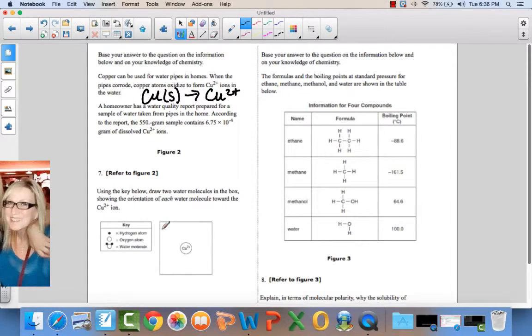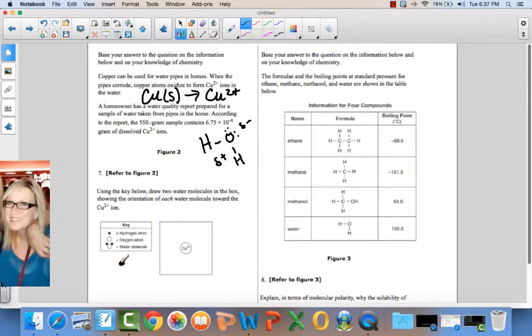Using the diagram below, draw 2 water molecules in the box. Well, I've told you 100 times that water is polar. And I've also told you that the element with the higher electronegativity gets the negative charge. So the oxygen side is slightly negative, the hydrogen side is slightly positive. And we know opposites attract.